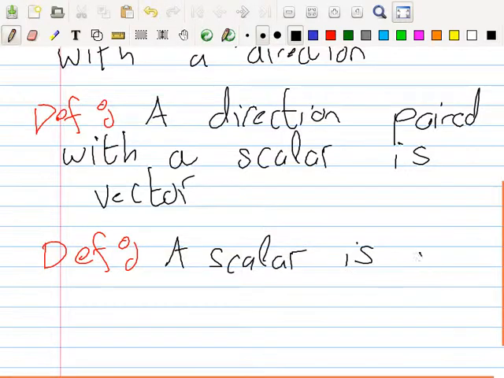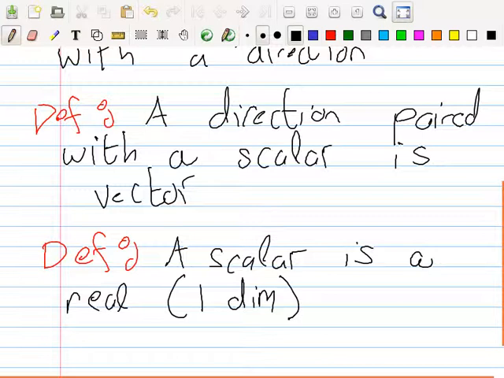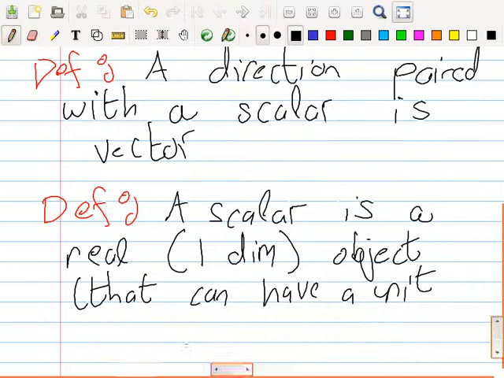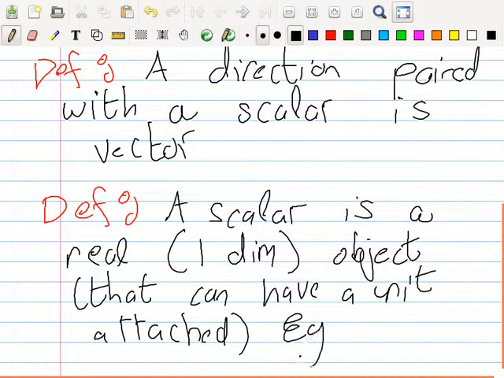a scalar is a real one dimensional object that can have a unit attached. I'll just write one DIM for dimension for short. For example, let's say mass equals 1 kilogram.